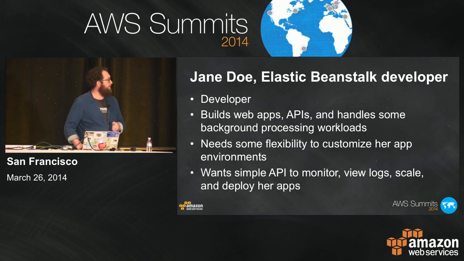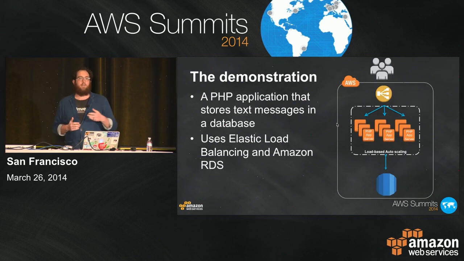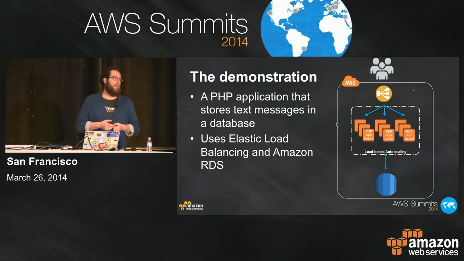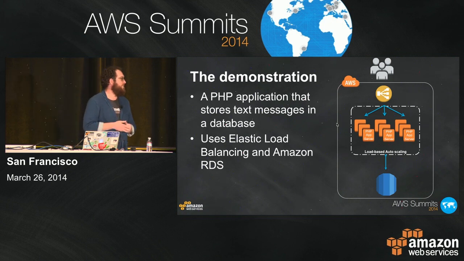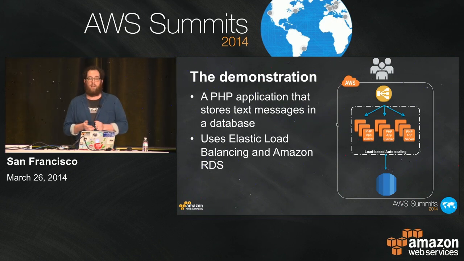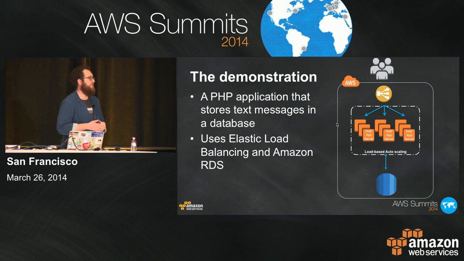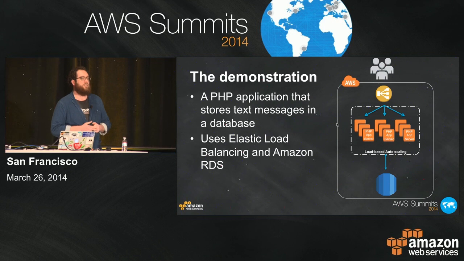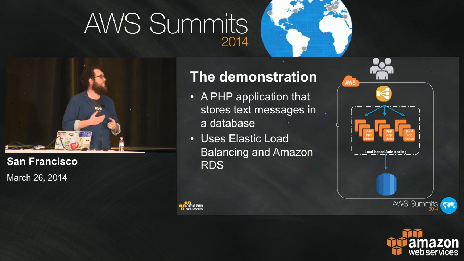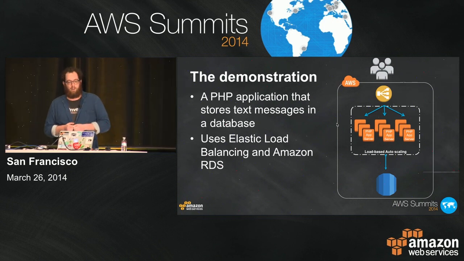So I'm going to kick things off with a demonstration. So we're going to do a day in the life of Jane deploying and managing a PHP application. So it's a simple PHP app that allows users to store text messages. The text messages are stored in a database. We're running the application in this example on Elastic Beanstalk, and Elastic Beanstalk gives us features like elastic load balancing, auto scaling, managing of our EC2 instances, and so on.